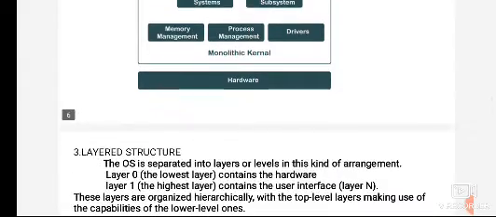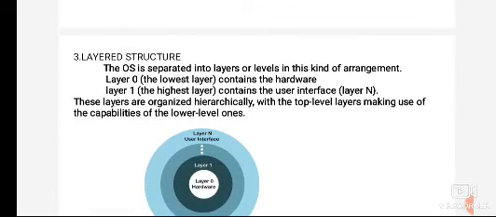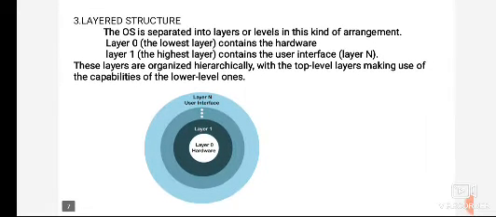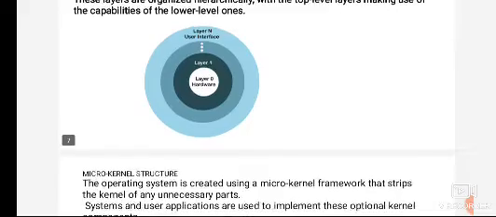Layered structure. The operating system is separated into layers or levels. In this kind of arrangement, layer 0, that is the lowest layer, contains the hardware. Layer n, that is the highest layer, contains the user interface. These layers are organized hierarchically, with the top level layers making use of the capabilities of the lower level ones. So this is the architecture of layered structure.